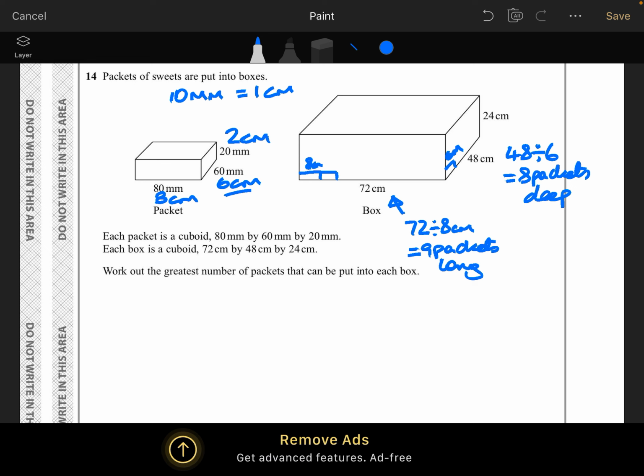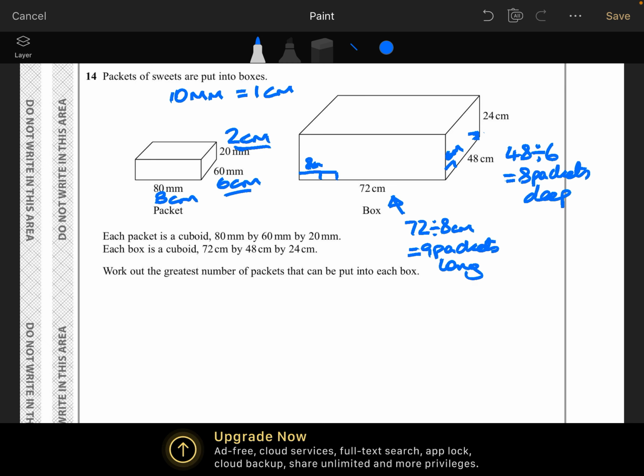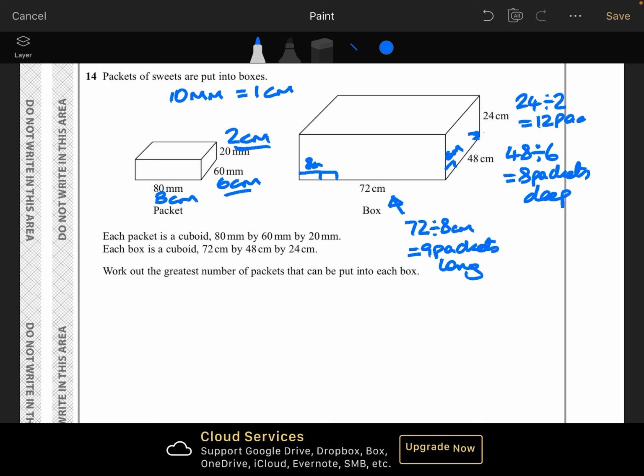Okay, and then tall wise, height wise, I'm going to have to put packets in this way, so they're only quite shallow, aren't they? So how many lots of 2 am I going to get? I've got 2 centimeters tall and I've got 24 centimeters to play with, so 24 divided by 2 will give me 12 packets tall.